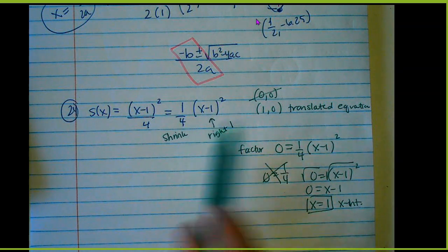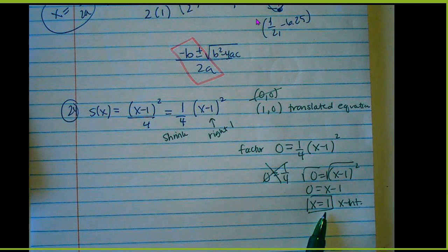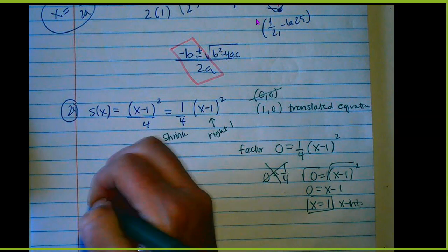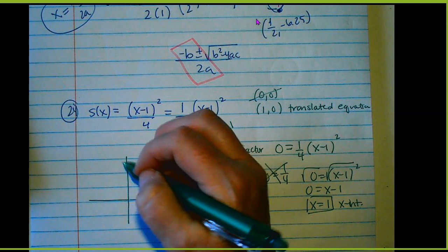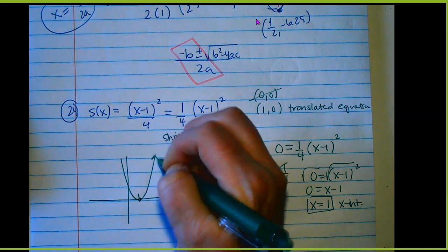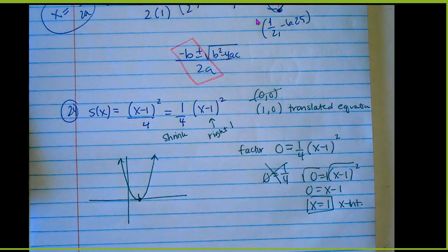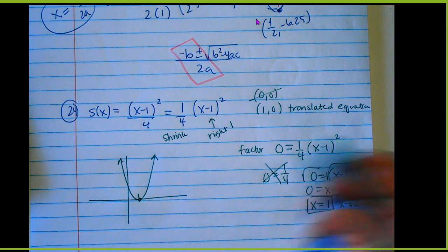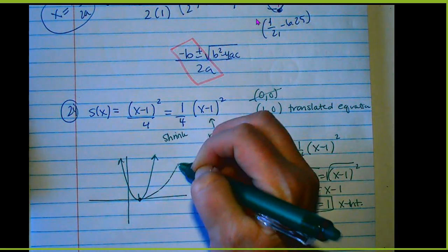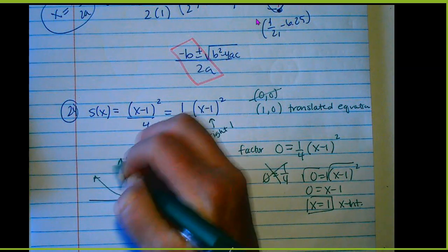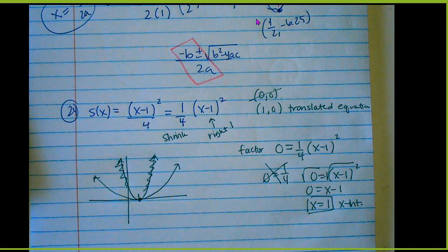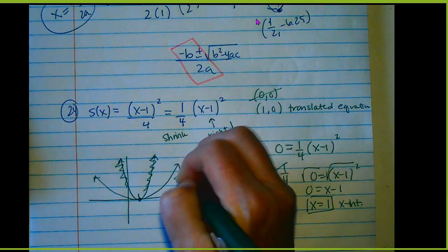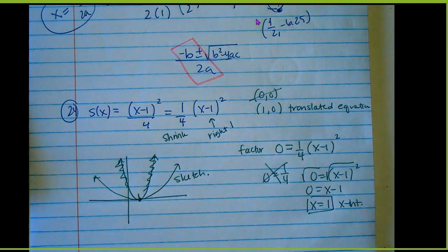So not only is this the vertex, it's also the x-intercept, which means that the graph looks like this. At 1, it's an x-intercept, and it's the vertex. Except it's probably pretty fat because of that 1/4. So it probably looks fat. It grows slowly. It would not be this one. It would be a big fat parabola. And we could plug in other points to get it, but this is a sketch.